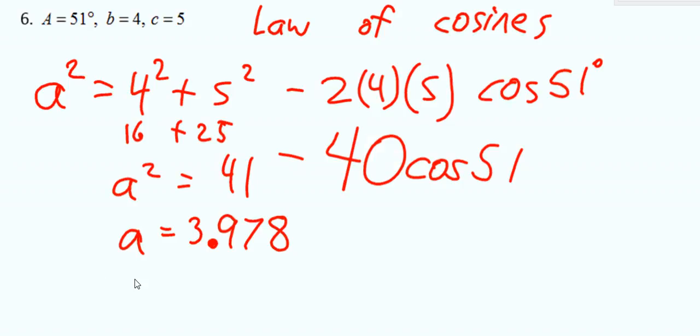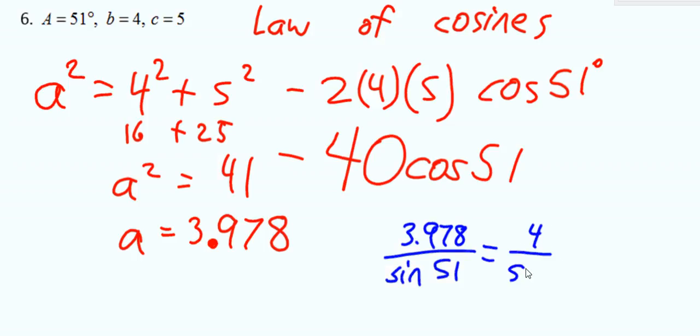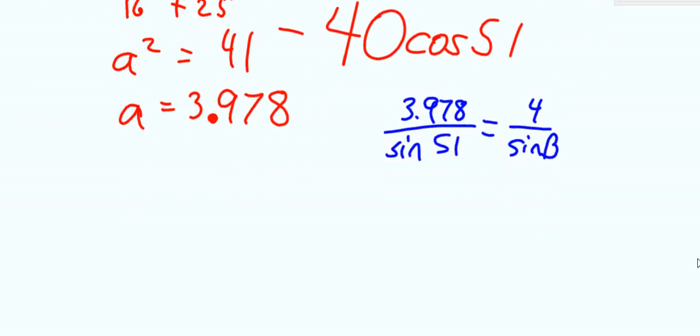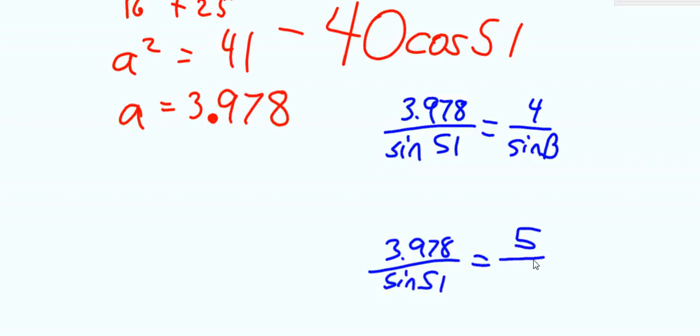We do not know angle B or angle C, but we can solve those by doing law of sines. We can take A, the 3.978, over sine of angle A, 51, equals B, which is 4, over sine B. It'll be very, very close because those numbers are very, very close. And we'll redo that and solve for C also, which would be 3.978 over sine 51. That's going to equal 5, because side C is 5, over sine of C.